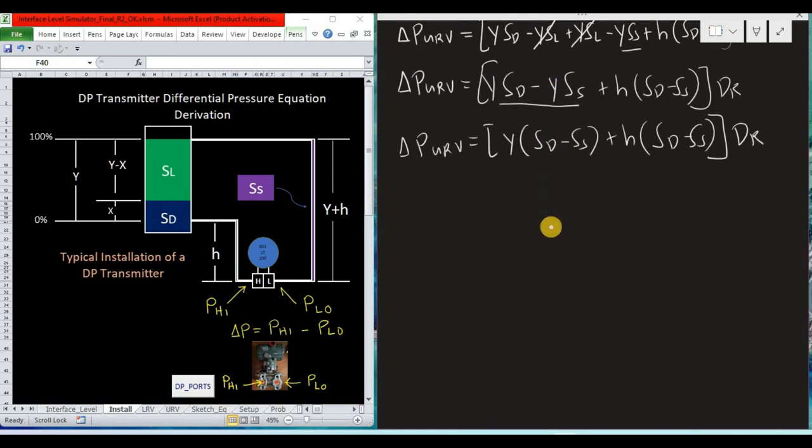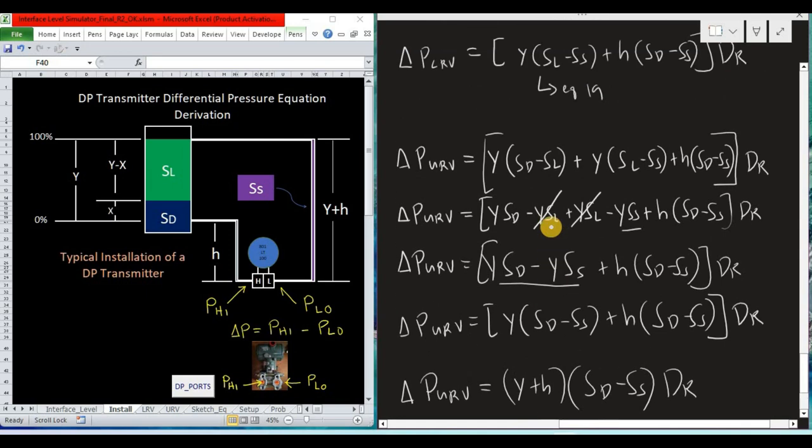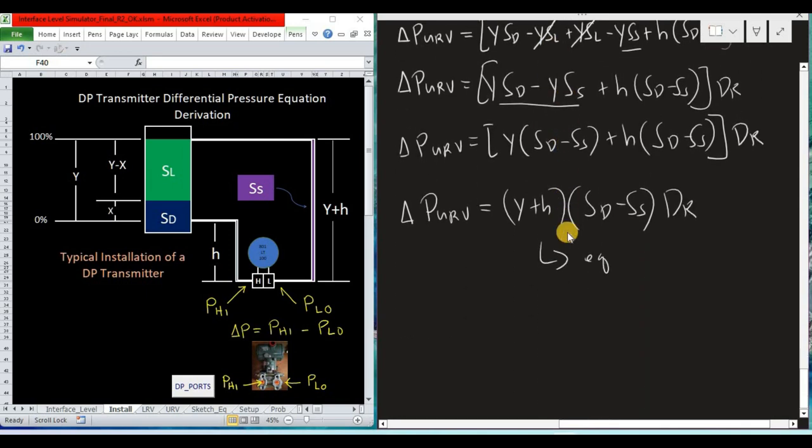So we can further factor this expression here. So delta P URV is equal to (y plus h) is d minus ss, dr. So this is equation 20. This is the differential pressure URV equation.